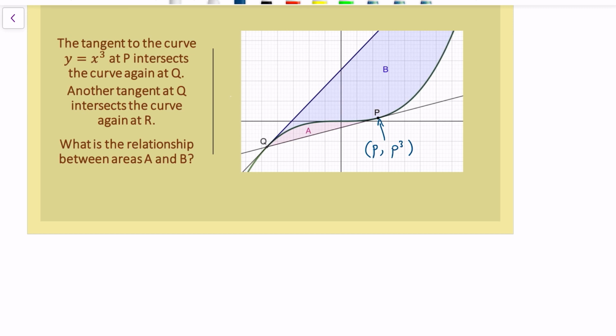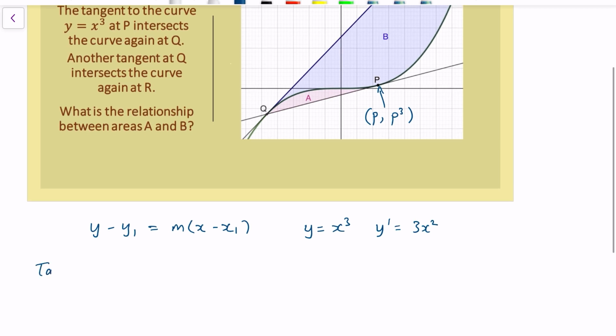And a tangent has the form y minus y1 equals m times x minus x1. So we need to find the slope first. Well, the slope's pretty simple. It's just y equals x cubed, so y dash is 3x squared. And we're finding the slope at the point P. So our tangent becomes y minus p cubed equals 3p squared times (x minus p).